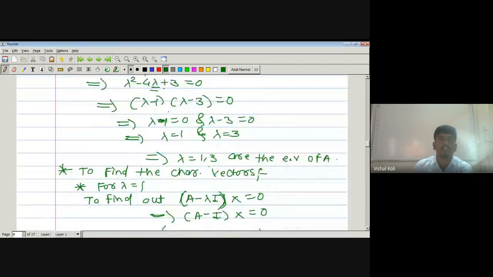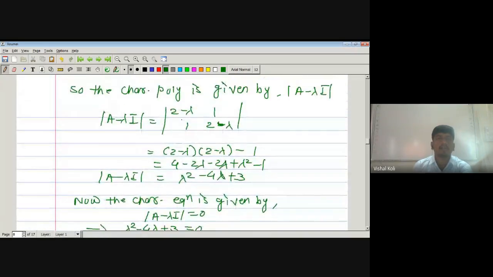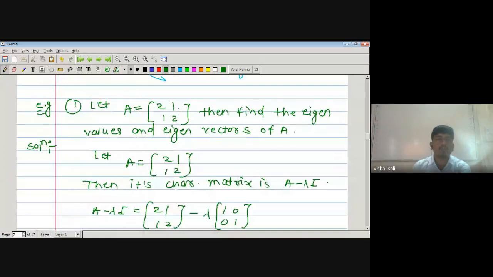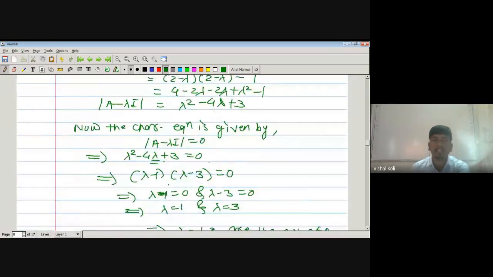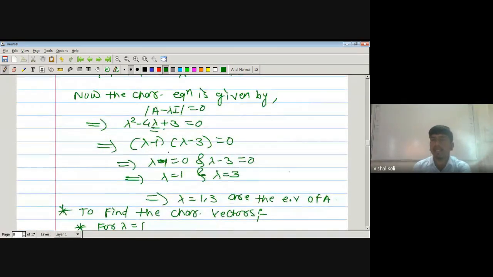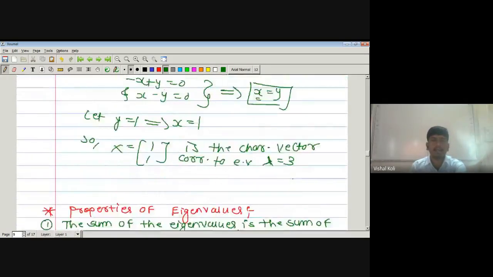matrix A which is of order 2 by 2. Its eigenvalue sum is nothing but the sum of the elements in its principal diagonal line. The principal diagonal line elements are 2 and 2. Its sum will be 2 plus 2 equal to 4, and its eigenvalues are 1 and 3, so its sum will be 1 plus 3 equal to 4. So the sum of the elements of the principal diagonal line is nothing but the sum of its eigenvalues, and this is called the trace of matrix A.